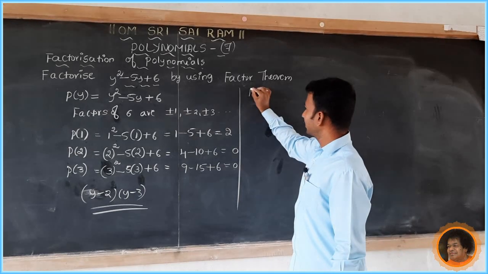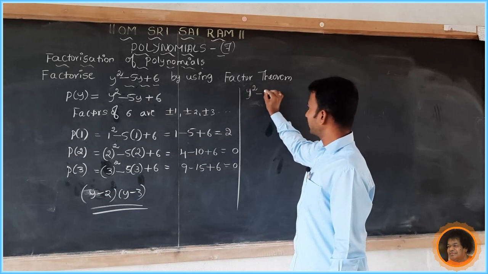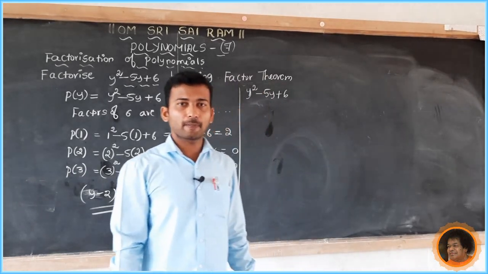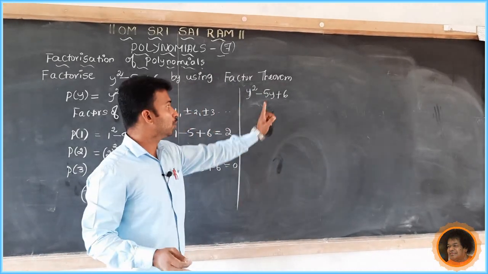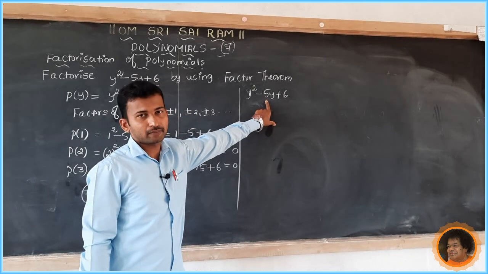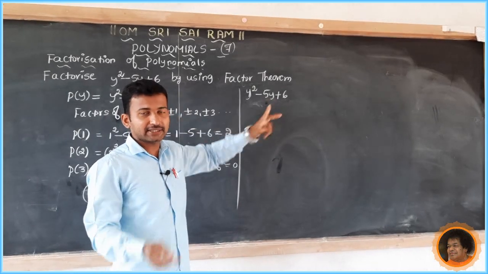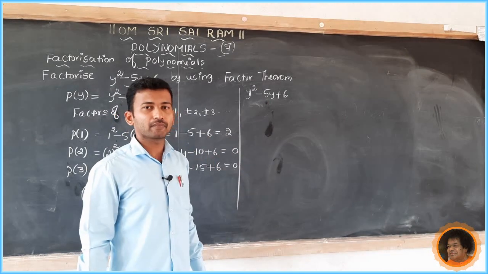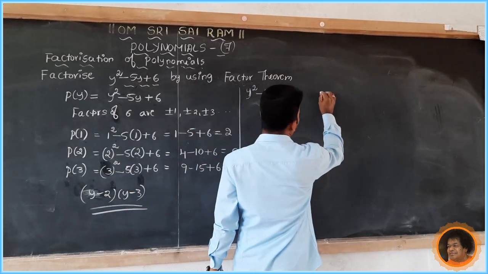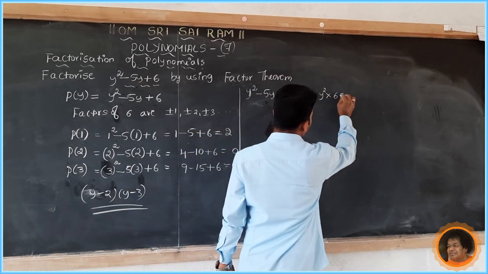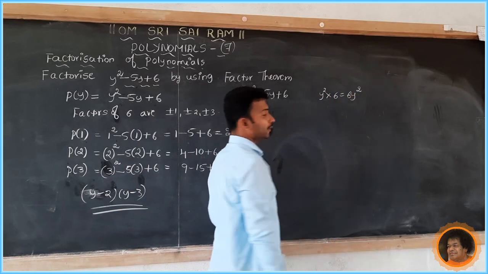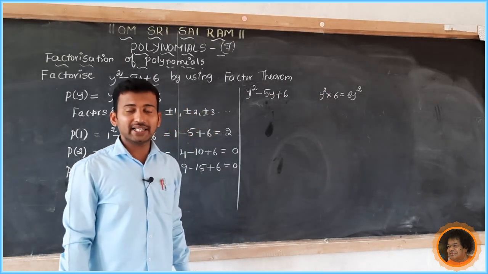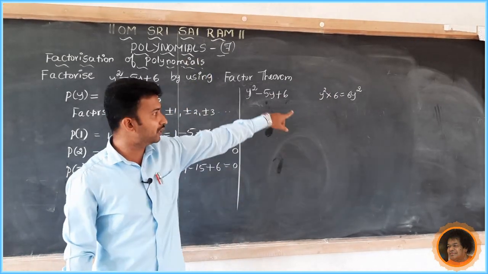Let us consider y square minus 5y plus 6 as the polynomial. By splitting the middle term, what is the middle term? Minus 5y. Split minus 5y into two terms. But what is the first step? The first step is to find the product of the first term and the last term, that is 6y square. Y square into 6, 6y square. Next, list out the possible factors of 6.